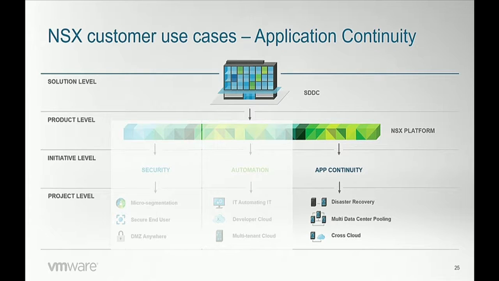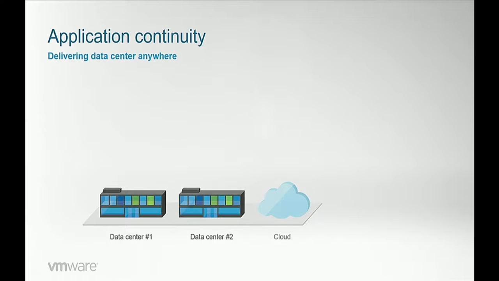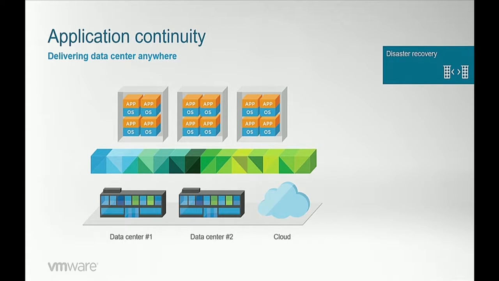The last use case is about application continuity. The challenge here is basically how to deliver data center anywhere, how to make an application land in the first data center or another data center agnostically, or even more, how to deliver it on the cloud agnostically. So it could resolve the problem of disaster recovery. If I have an outage on a specific data center, I move all my applications transparently to another data center with a minimum of downtime.